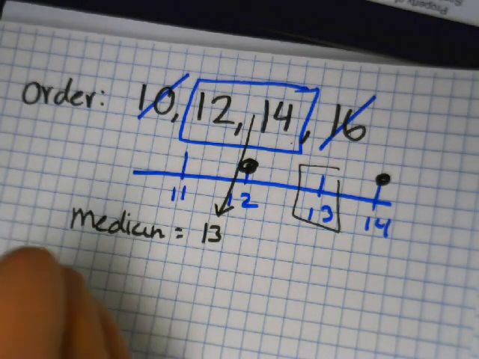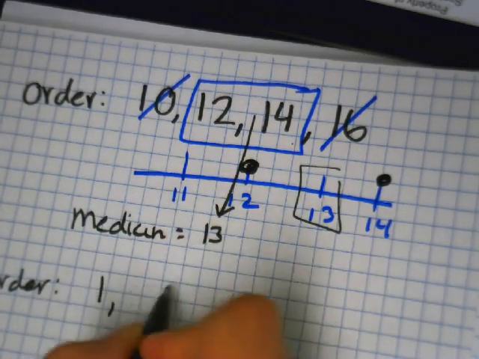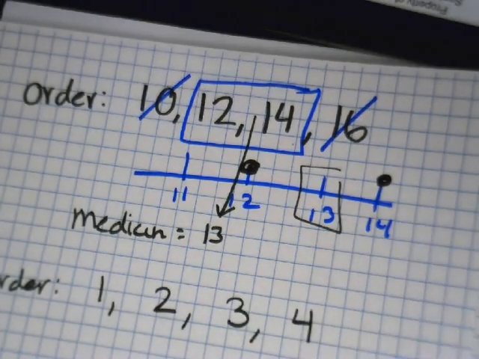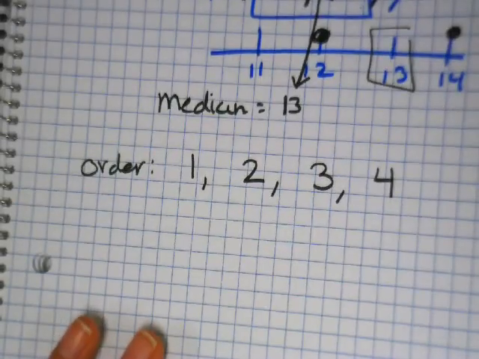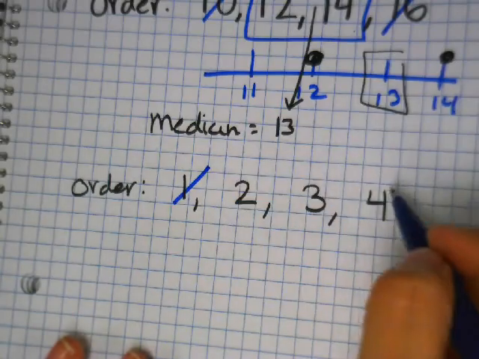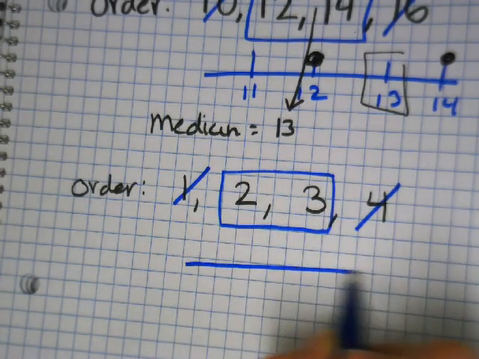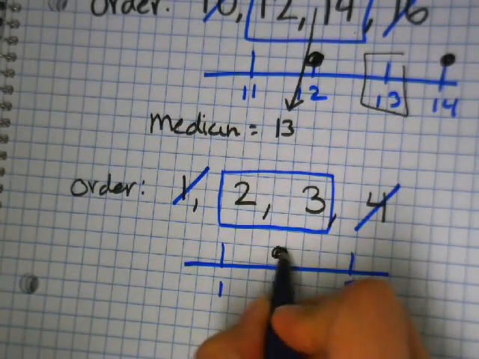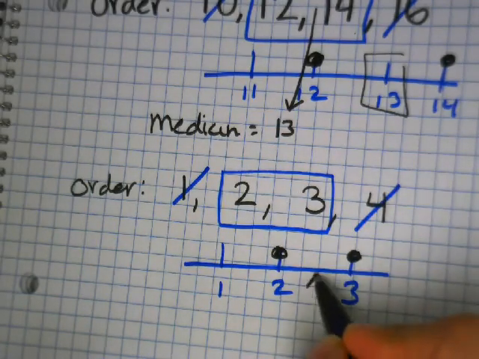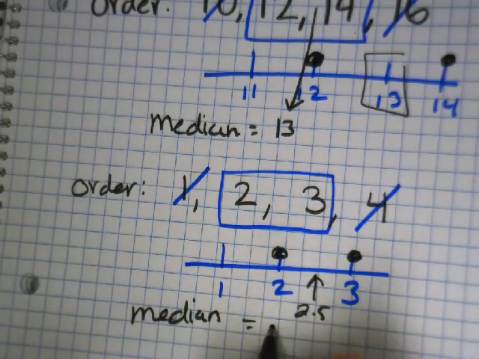Okay, I'm going to give you another one, a little bit harder. I'm already giving it to you in order: 1, 2, 3, 4. What's in the middle? 2.5. Cross out the 1, cross out the 4. Then you go, what's in the middle of the number 2 and the number 3? 2.5. If you think about it as a number line, 1, 2, 3, here's 2, here's 3. What's right in the middle? 2.5. So your median is equal to 2.5.